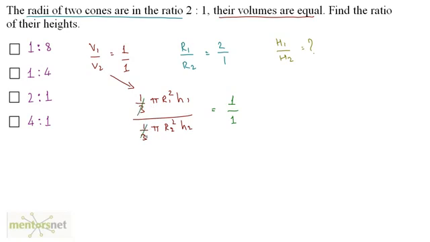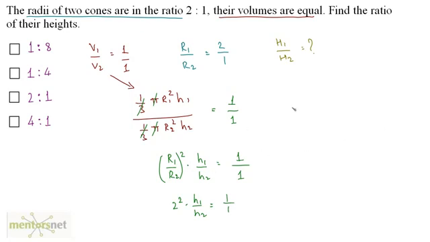Okay, this 1/3 and this 1/3 cancel out, this pi and this pi cancel out, right? So we have R1 by R2 whole square times H1 by H2 is equal to 1 by 1. Okay, now what is R1 by R2? Well, R1 by R2 is 2 by 1. So basically we have 2 square times H1 by H2 is equal to 1 by 1.